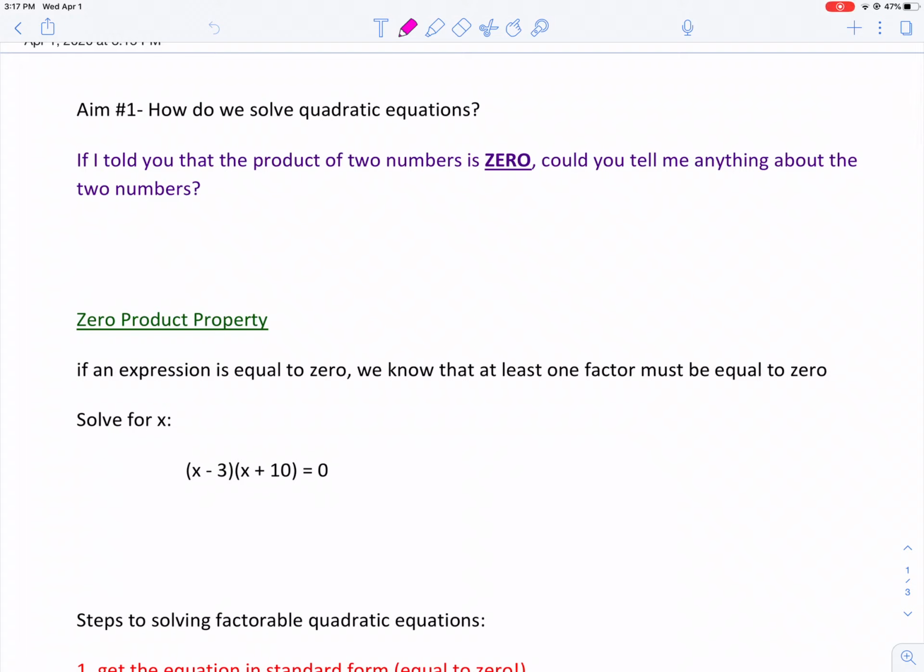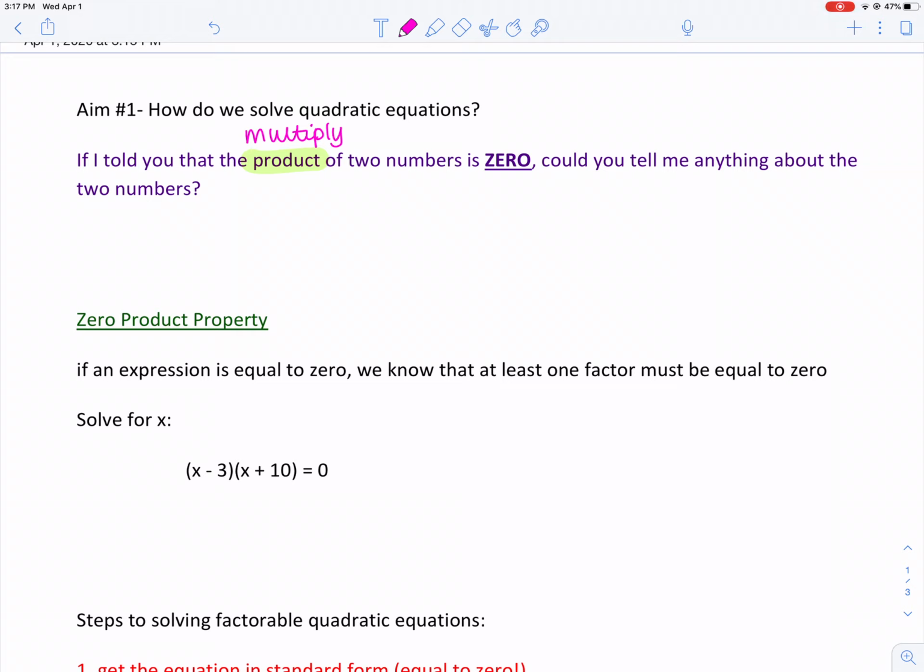Hi everybody, we are starting a brand new topic. We're going to start solving quadratic equations. So this is in a new section and a new topic, but if you look at the do now, the first question I ask, I say, if I told you that the product, okay, so I want you to think about that word product. Hopefully you are all thinking it means to multiply or the answer when you multiply.